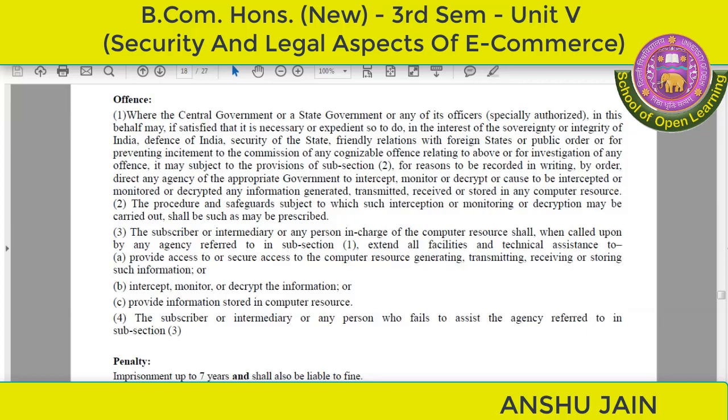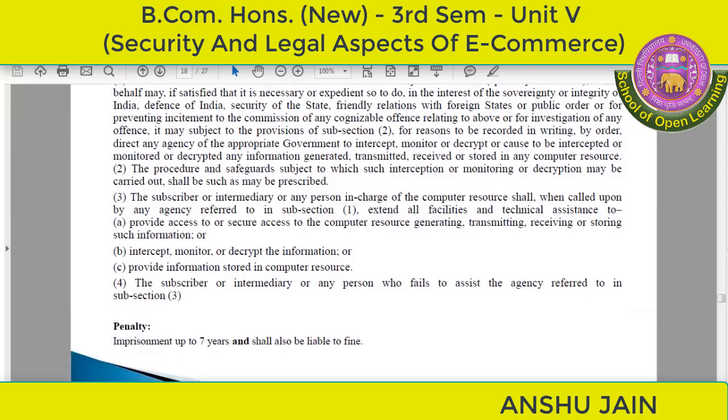So if any authorized person, the person who has been given the authority by the central government or state government, especially we are talking about the security in terms of the monitoring or decryption of the files and information. Now, if any person who has the authority to provide technical help, technical assistance, and if he is failing to do so, then the imprisonment will be there up to 7 years and the fine will also be there.